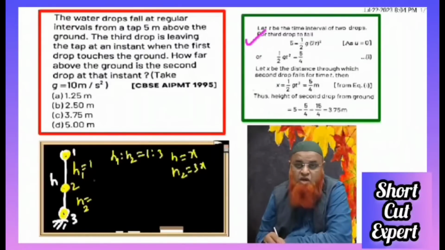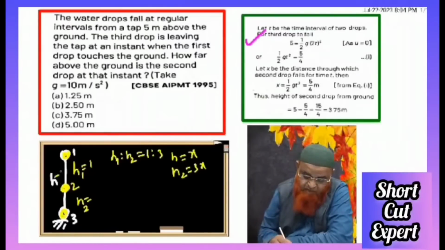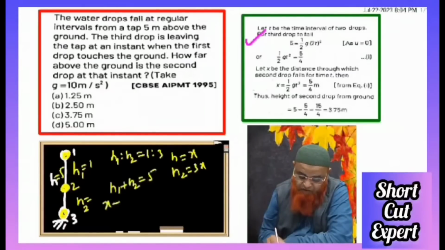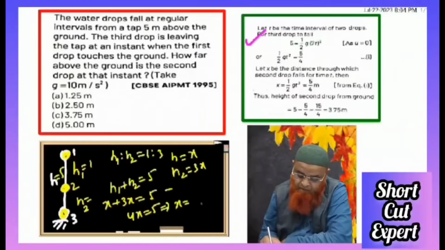And he has given total height as 5. You know, total height is given as 5 here. Okay, this is taken as 5 meters. So I can write now h1 plus h2 is equal to 5. And it is given that x plus 3x is going to be 5 here. So 4x is going to be 5. This implies that x is going to be 5 by 4.